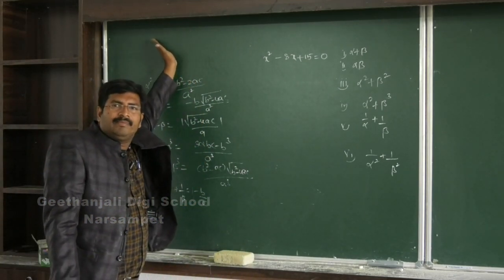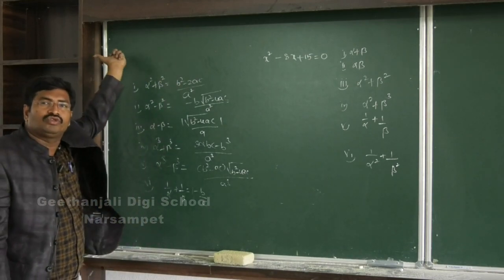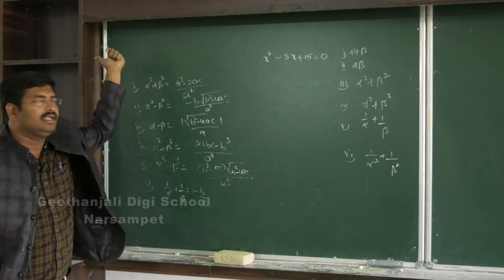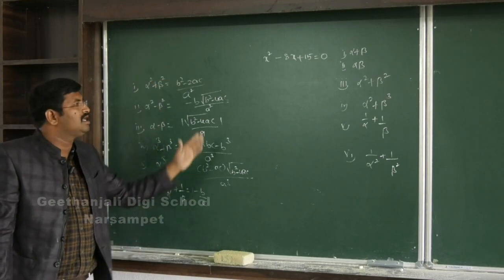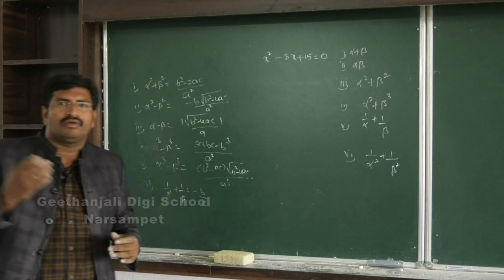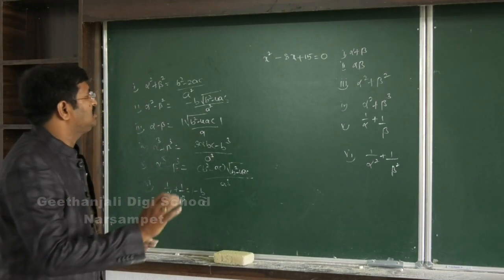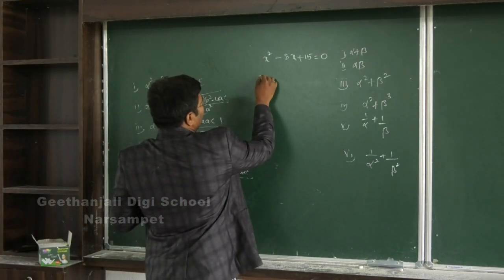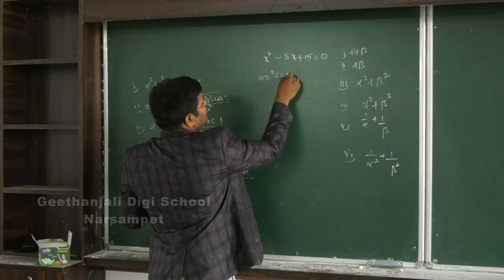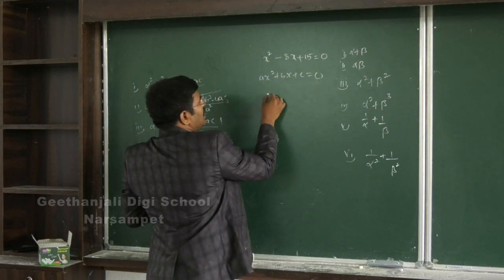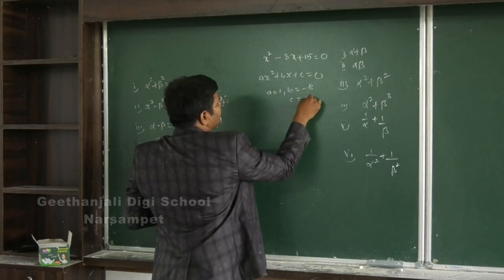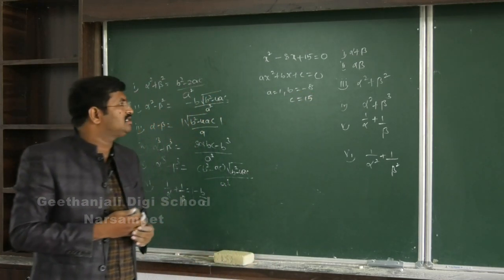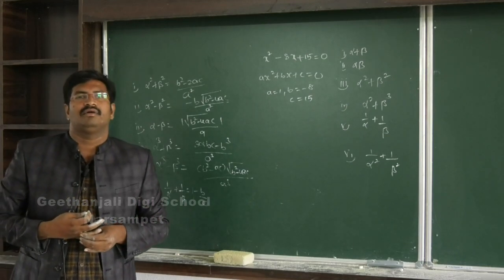Up to now I taught the concept of how to solve that problem. It is very difficult to remember all the formulas, so each and every time you have to go through the concept, then it is easy. Now we will compare with ax square plus bx plus c is equal to 0. a is equal to 1, b is equal to minus 8, c is equal to 15.